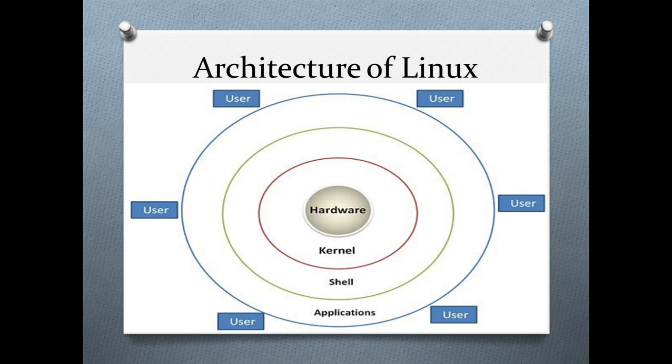Next, the architecture of Linux. Linux architecture is modular and layered, and it's made up of 6 main components. The first one is the hardware layer, then the kernel, then the shell, then applications. Under the applications, system libraries and system utilities are there.